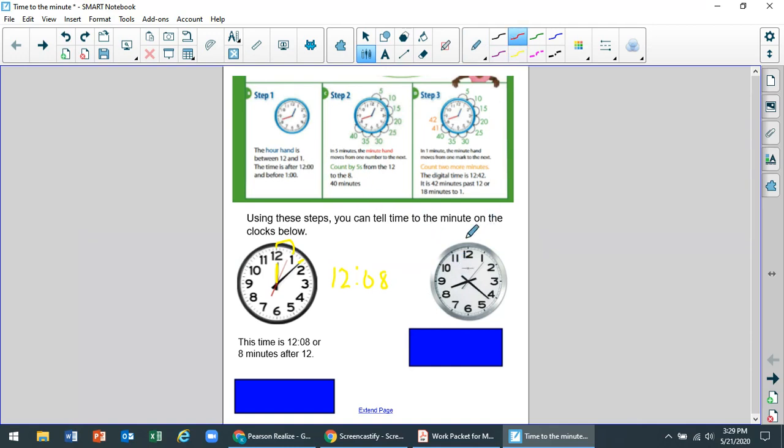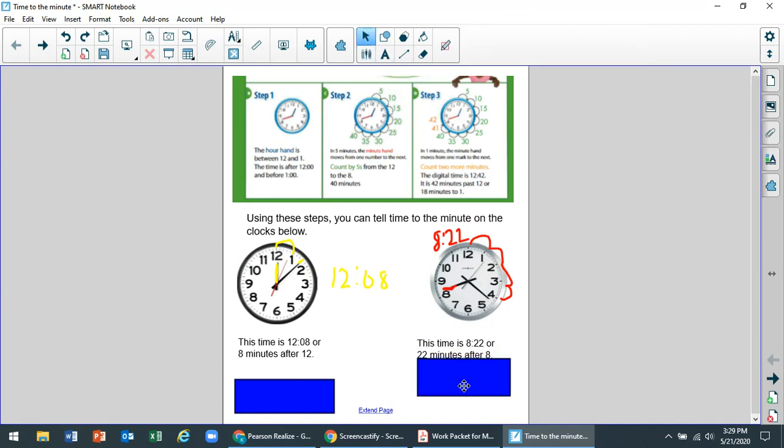We find our hour hand. In this case, the hour hand is between two different numbers. So it hasn't reached 9 o'clock yet, so it must still be 8 as an hour. Now use the strategies that they gave us for counting to determine our minutes. So we would go 5, 10, 15, 20, and then count on by 1s, 21, 22. So it appears that the time on this clock should be 8:22, or 22 minutes after 8.